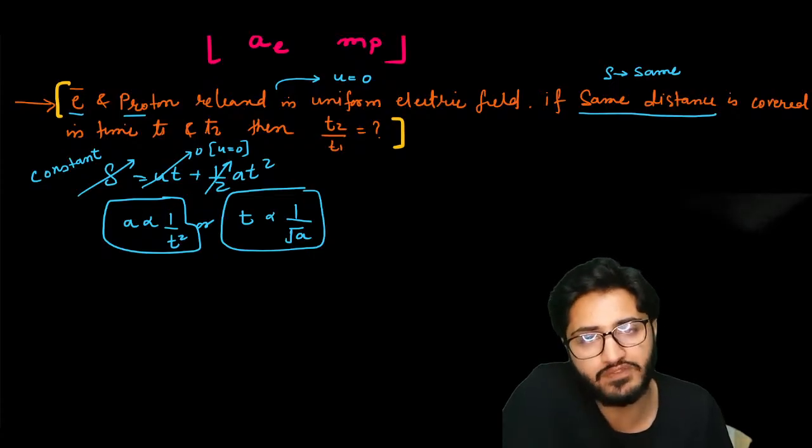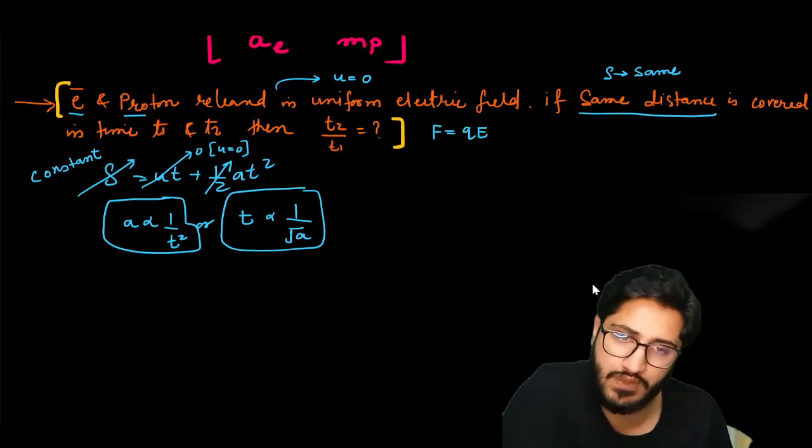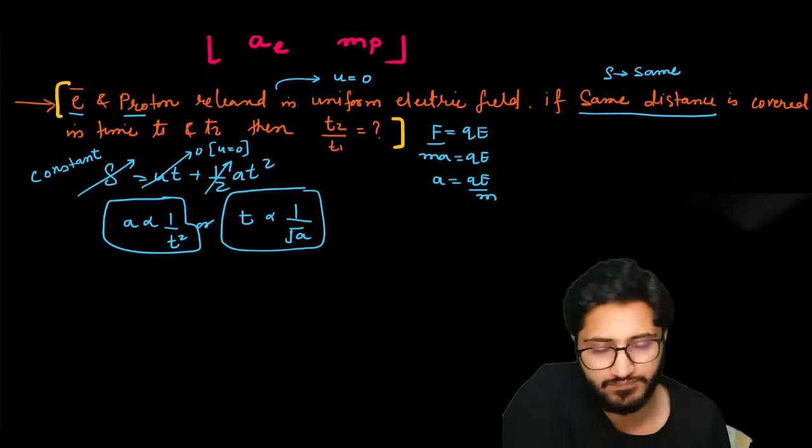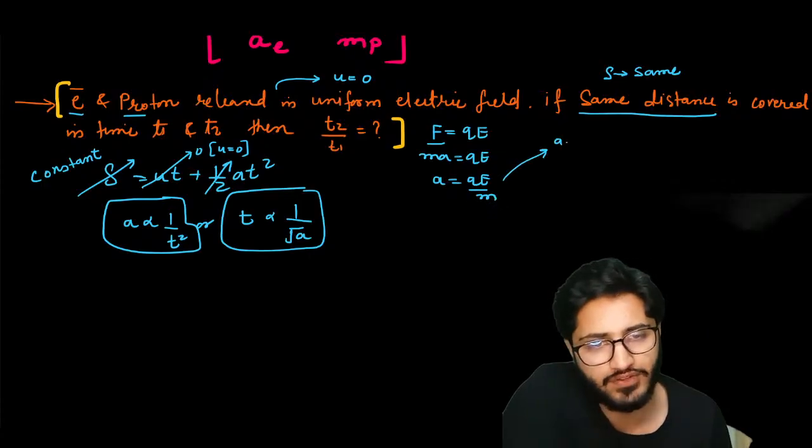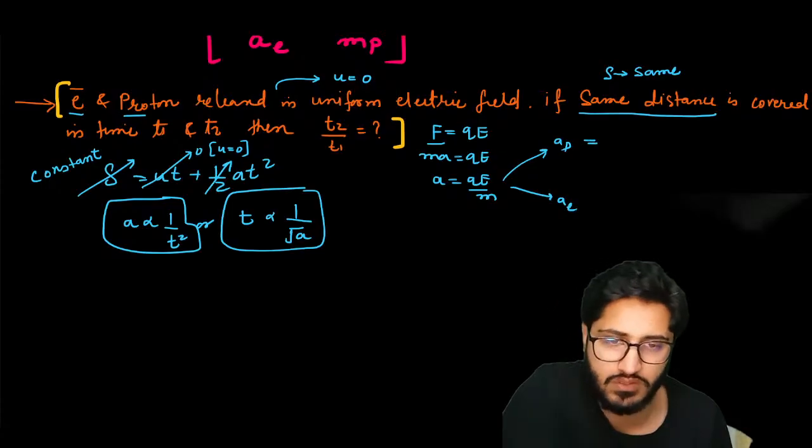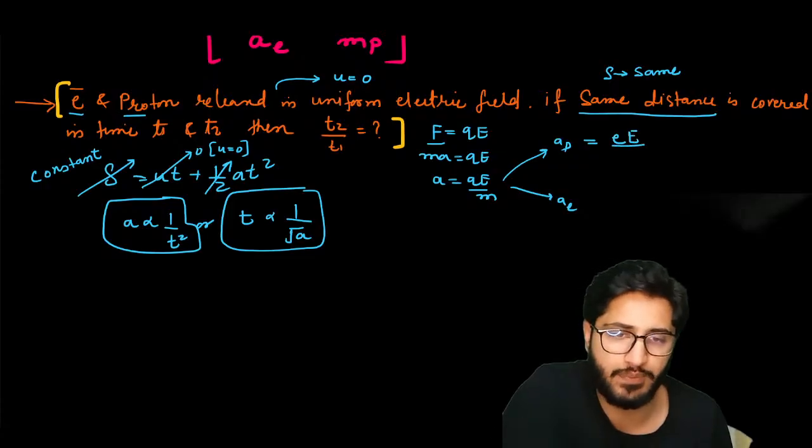From which equation will I get it? Look, F is equal to Q times E. F is m into A, equal to Q times E. So acceleration is equal to QE by m. So the acceleration of proton and electron: for the proton it is Q, Q is the same, E is the same, divided by MP. So it is E divided by MP.